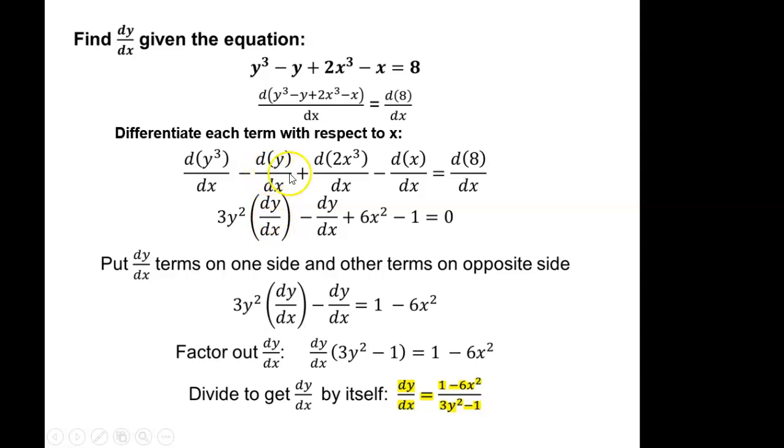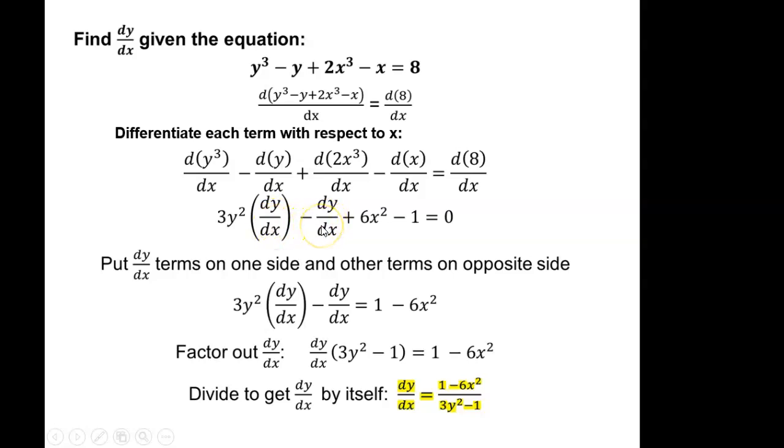Here, the derivative of y would just be 1, just like the derivative of x is 1. Derivative of y would be 1, and then we'll follow that again by dy dx because it's a y term. Here we've got the derivative would just be 6x squared. We don't put dy dx because this is an expression with x's. Here the derivative of x is just 1, and then here the derivative of 8 is 0. Okay, so we have dy dx's in two different places.